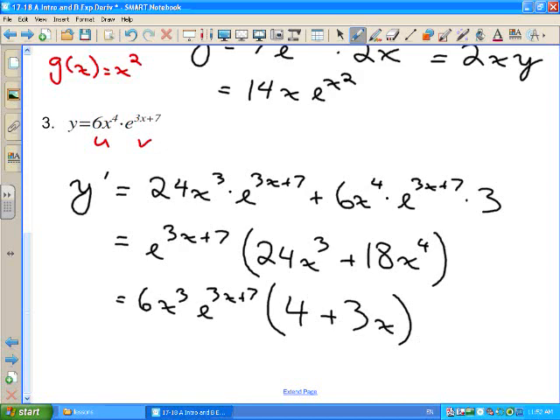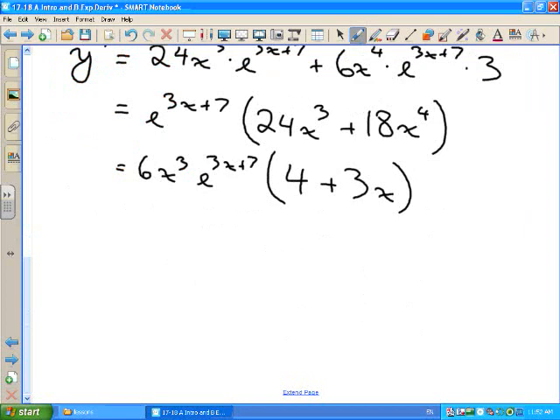Okay. Which is our derivative there. If we wanted to write this in terms of the original function, our original function was 6x to the power of 4, e to the 3x plus 7. We've got 6x to the power of 3, e to the 3x plus 7 out front.